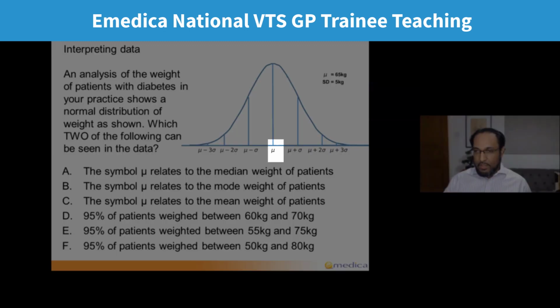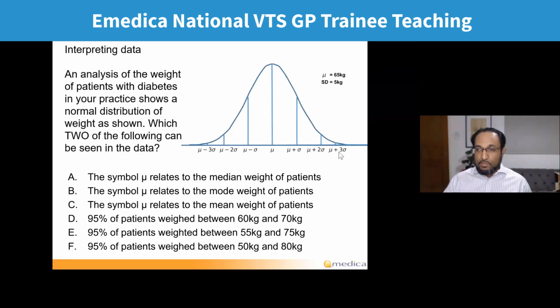So you can see this figure here, this is called mu, okay? This symbol here is called sigma. So this is mu plus 1 sigma. This is mu plus 2 sigma. This is mu plus 3 sigma. Sigma stands for standard deviation. You're given the standard deviation here is 5. And mu is for the mean in this context. So the first thing is that C is correct, that the mean weight was 65 because it's given here. Mean equals 65. This value here is the mean.